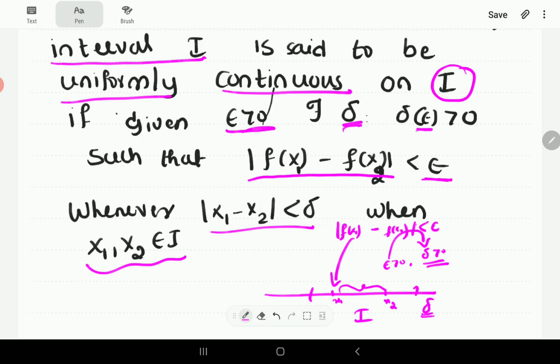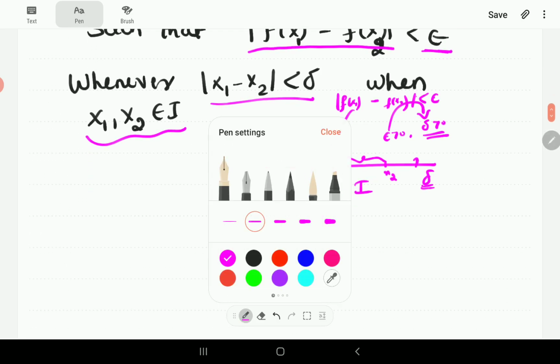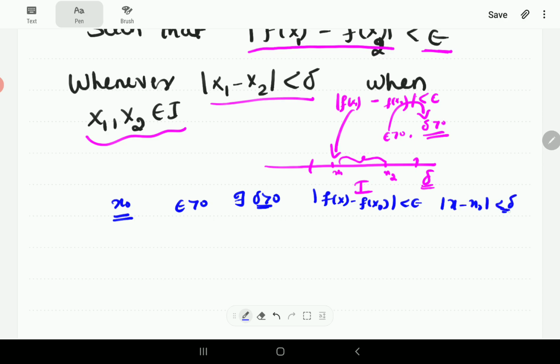So let us try to understand exactly how uniform continuity differs from continuity. We know that a function f is continuous at a point x naught in a given interval if, for a given epsilon greater than 0, there exists delta greater than 0, such that f of x minus f of x naught is less than epsilon whenever x minus x naught is less than delta.